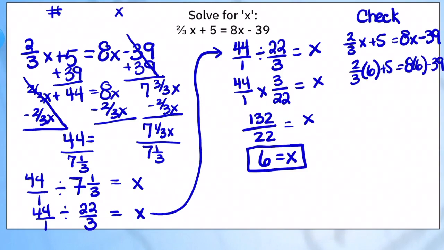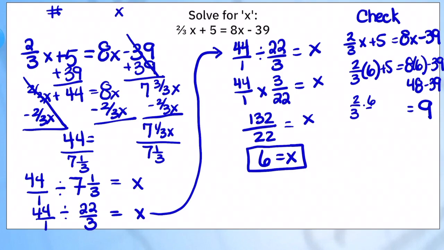I'm going to start on the right side just because it'll be a little easier to do. So let's do 8 times 6. That's going to give us 48. And 48 minus 39 is going to give us 9.